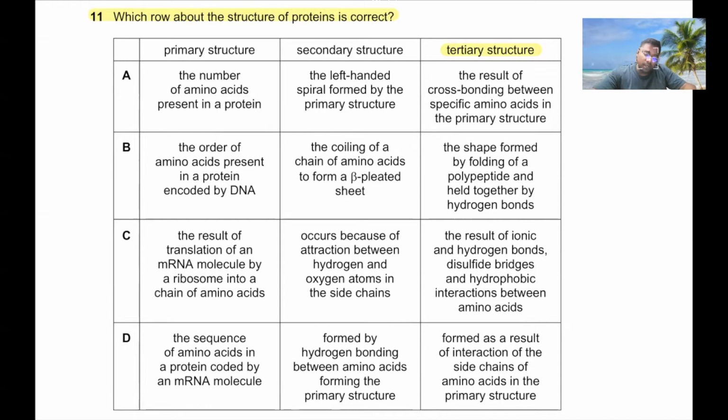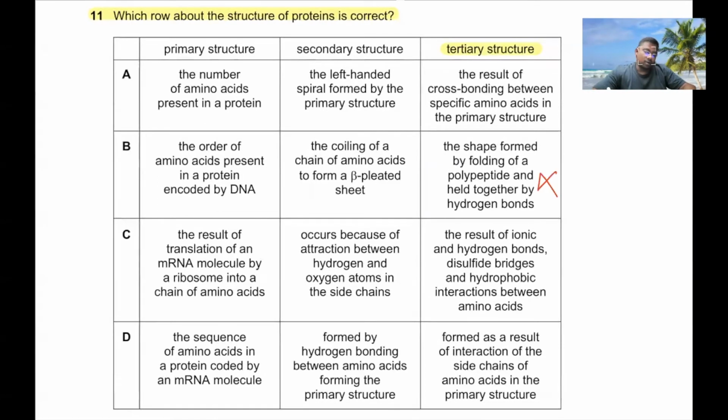Cross bonding between specific amino acids in the primary structure. Well, we can't confirm that. The shape formed by folding of polypeptide and held together by hydrogen bonds. All right. So tertiary structure is held together by ionic, hydrogen bonds, sulfide bridges between the R groups. The result of ionic and hydrogen bonds, disulfide bridges and hydrophobic interaction between the amino acids could be correct, formed as a result of interaction of side chains of amino acids in the primary structure. This is the most correct answer.